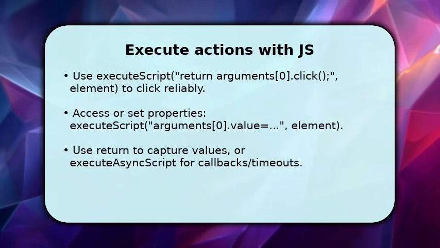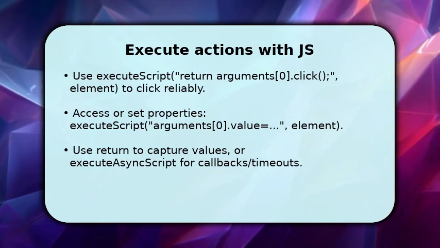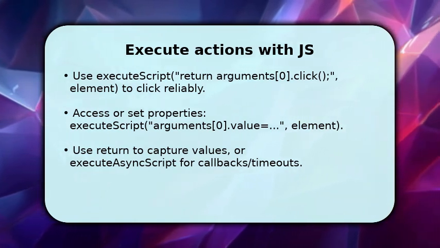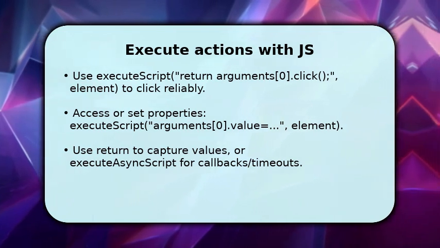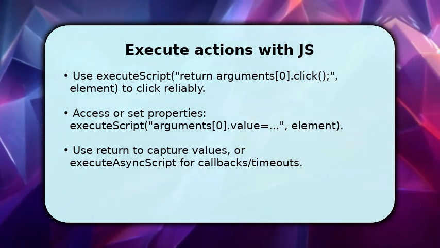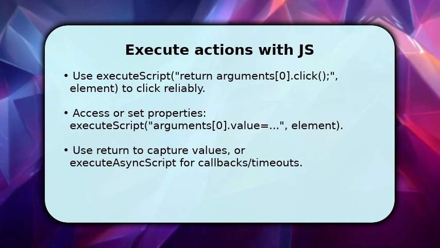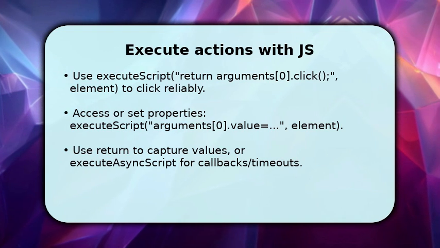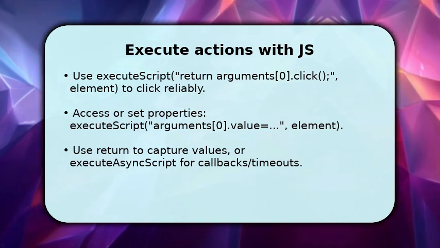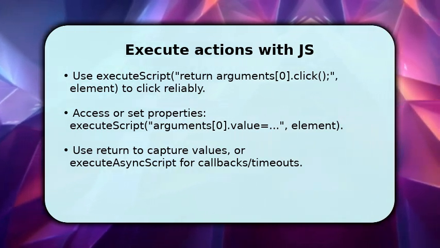For interactions, use execute script and pass the element as argument 0 to click or change attributes, because direct DOM calls avoid WebDriver timing issues. To retrieve data, prepend return and capture the result into your test variable. If the script must wait for an asynchronous action, use execute async script and invoke the callback when done.